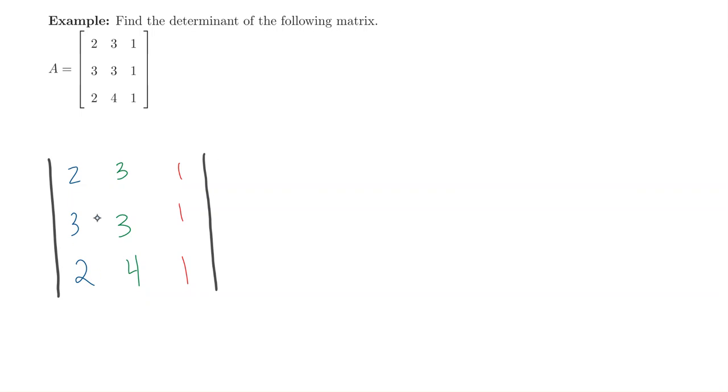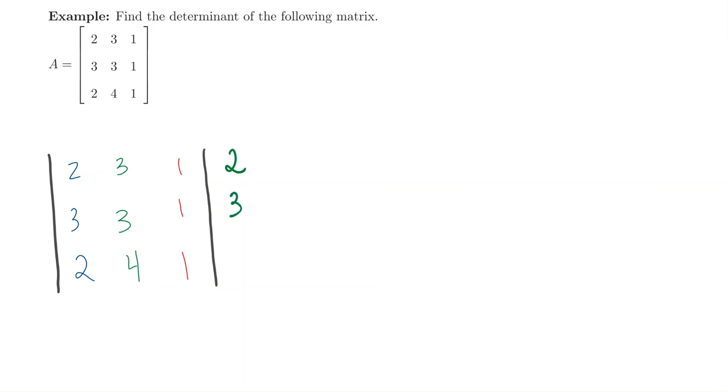So you would take the first column and rewrite it. 2, 3, 2. Oh, sorry. I'll stay consistent with the coloring. So 2, 3, 2. Then you would take the second column, 3, 3, 4, and we perform that procedure above. So you can follow the formula or you can think about this. You would take 2 times 3 times 1 plus 3 times 1 times 2 plus 1 times 3 times 4.